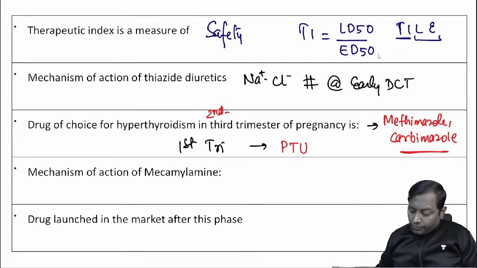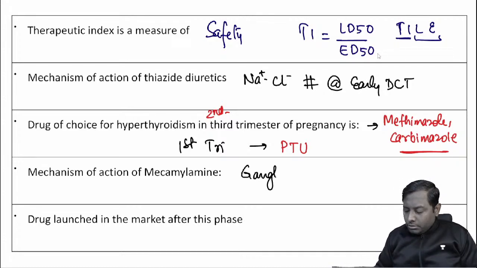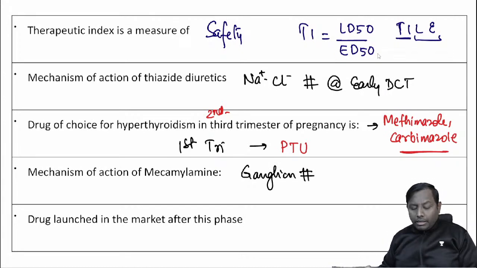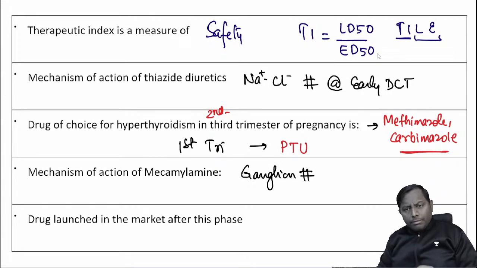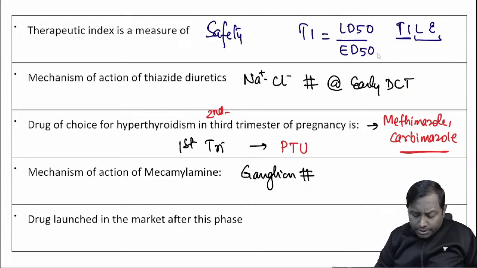Okay, mechanism of action of trimethaphan. They are actually ganglion blockers. They are the second, third line drug in hypertension. Now, can you guys tell me any other drug that is a ganglion blocker apart from this?